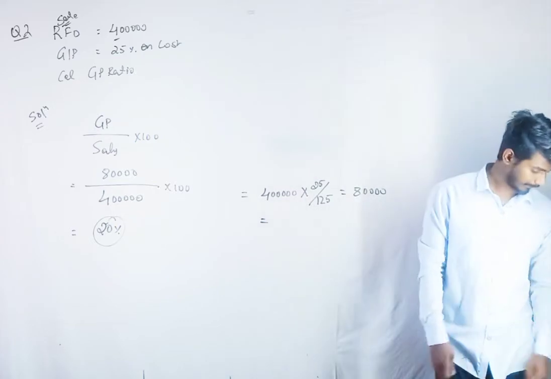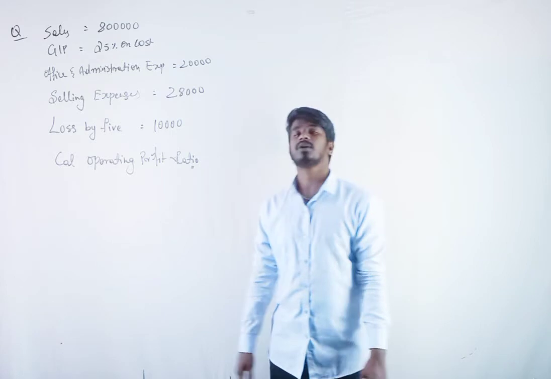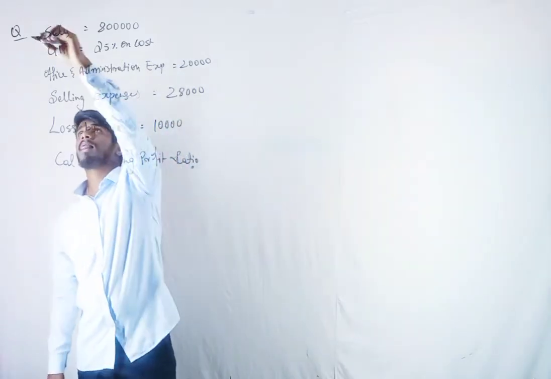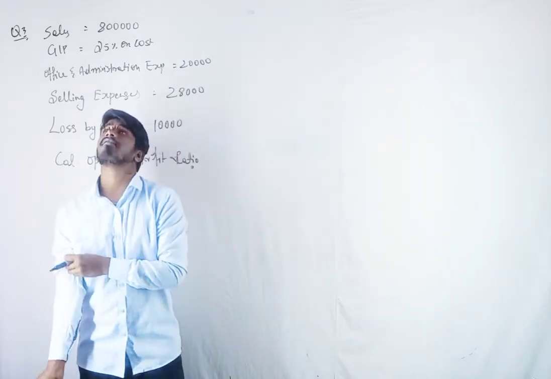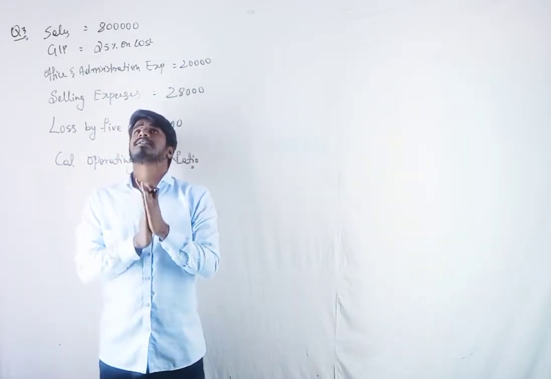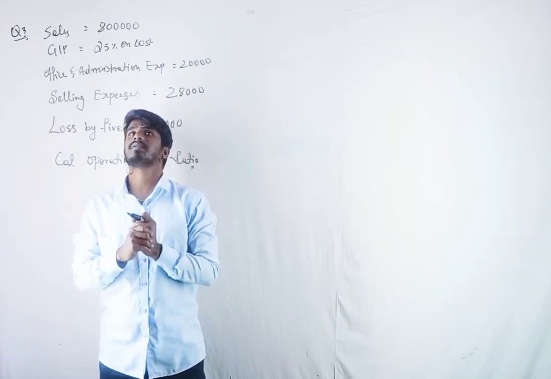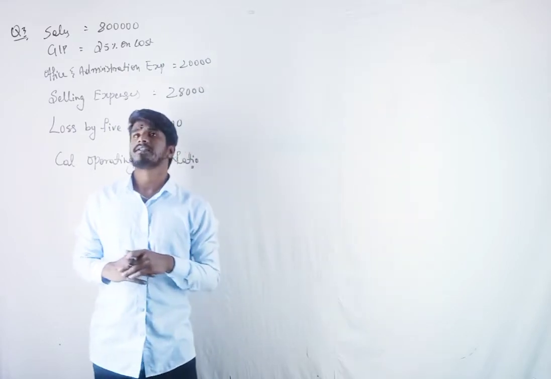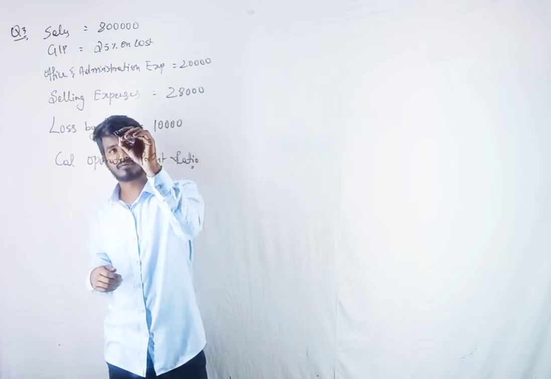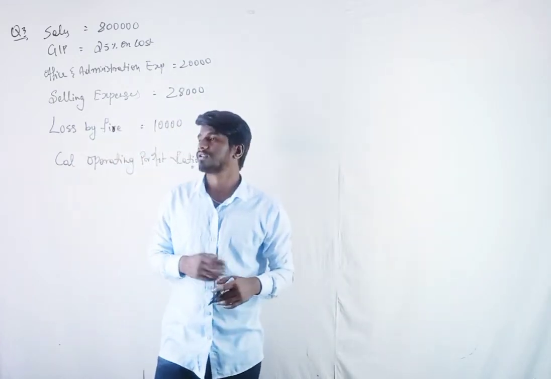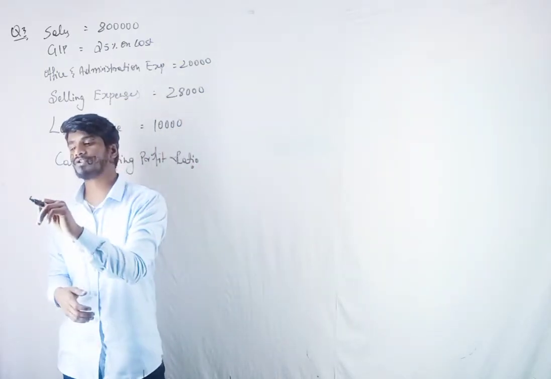Next, yes, the question number 3 is on the board. You can take down the question. Let us read the question, what they have given and what they have asked for. Sales, they have given 8 lakh rupees, gross profit 25% on cost, office and administration expenses 20,000, selling expenses 28,000, loss by fire 10,000. Calculate operating profit ratio. What is the operating profit ratio?